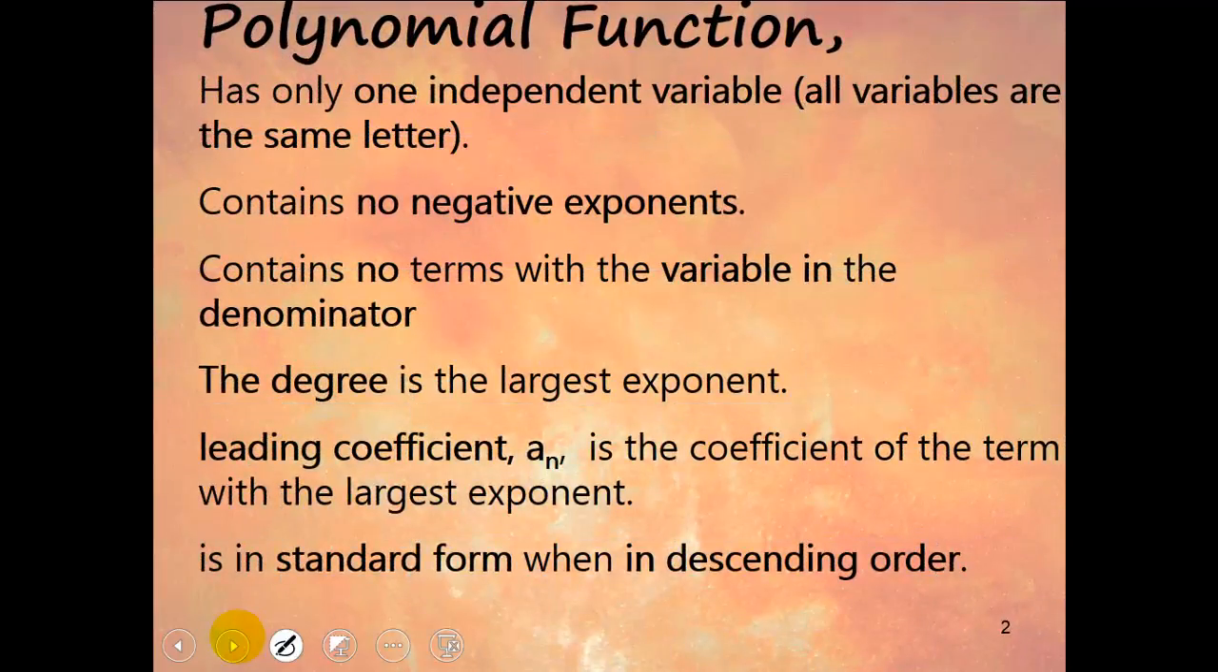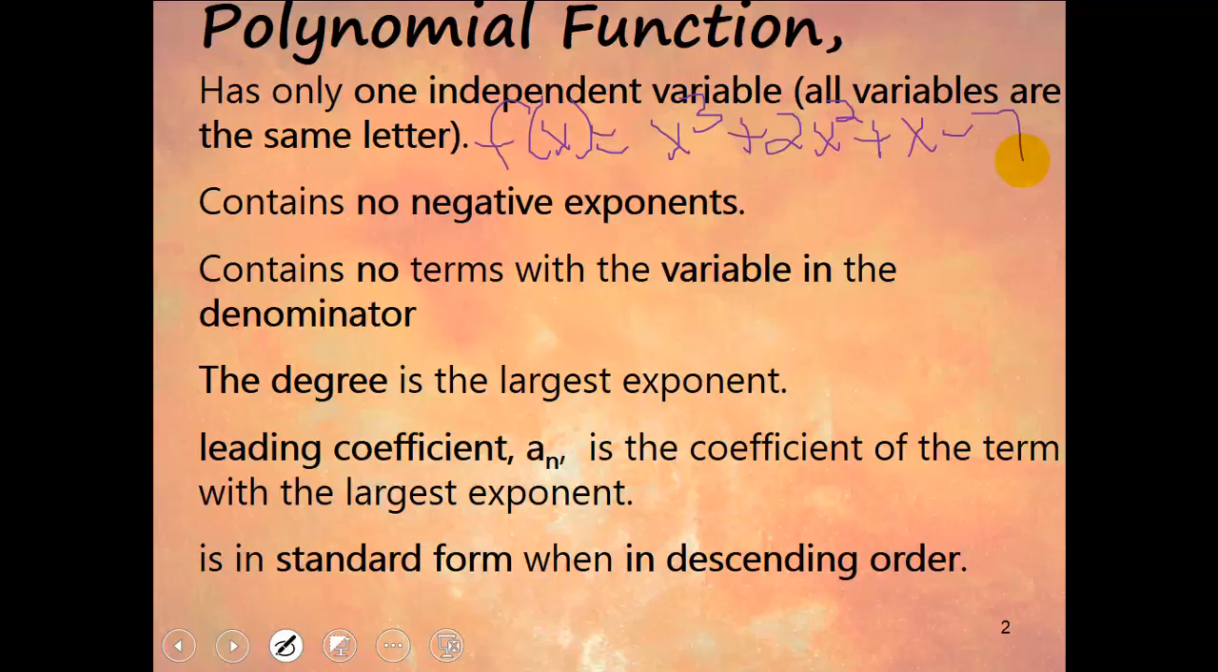Okay, a polynomial function. These are the characteristics. It's going to have only one independent variable. So all the same letter. You'll have f of x equals x squared plus 2x. F of x is equal to x cubed plus 2x squared plus x minus 7, right? We don't have any negative exponents, which also means that we don't have any variables in the denominator.